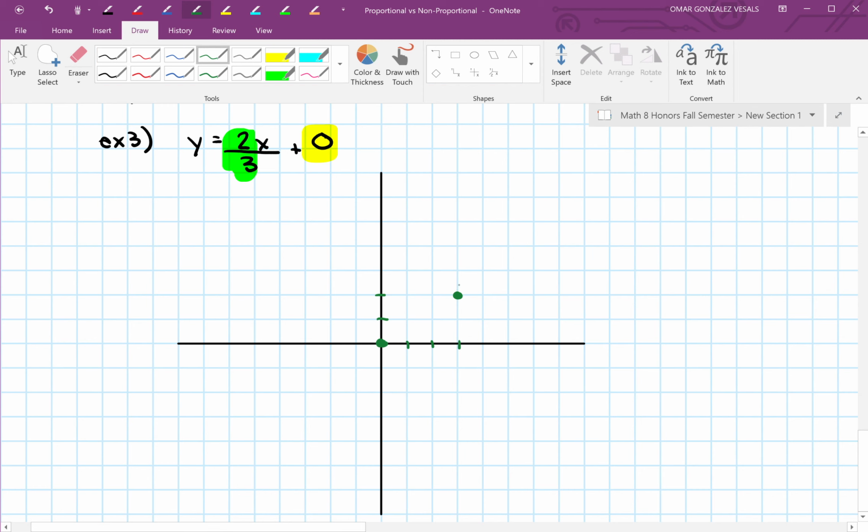I can do that again. Up 2 more, and to the right 3 more. I can do that again if I wanted to. Up 2 more, and to the right 3 more. See how simple that is, guys. And if I look at this, from one point to another, what do you guys think the slope is going to be? 2 over what? Up 2 and to the right 3. And that's going to be everywhere.